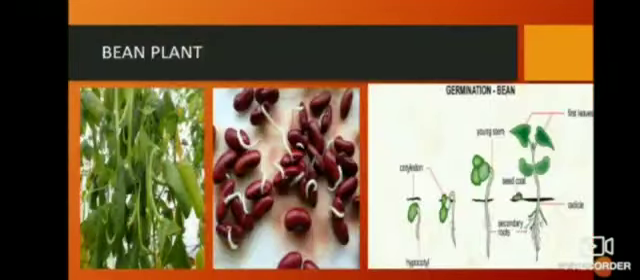So, for that, you are having a simple activity. Let us learn how to do that activity. Children, you are seeing here a bean plant. Bean seeds, that is sprouted bean seeds. Next, germination of a bean plant you are seeing in this picture. So keep it in mind, it is a bean plant.